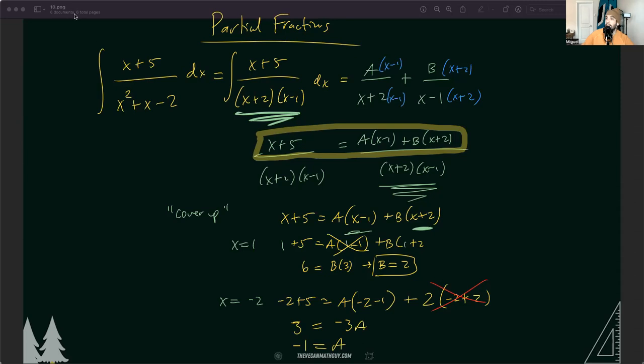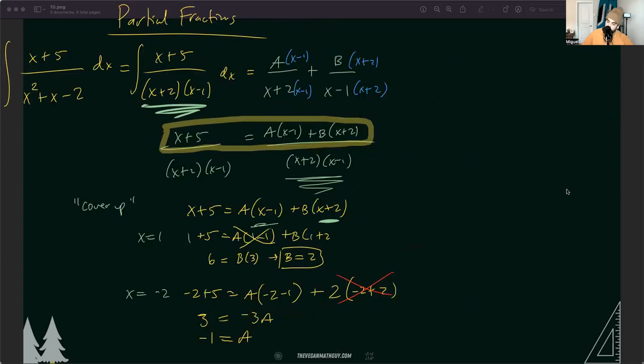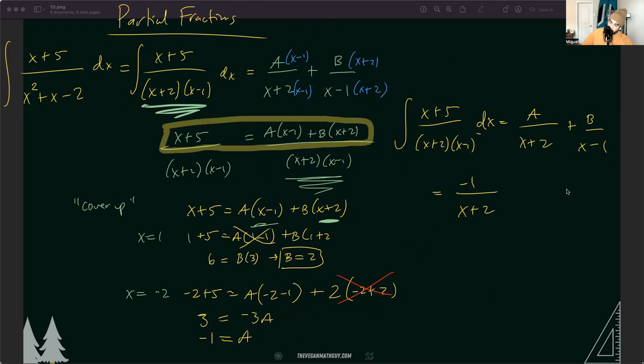And so now we can rewrite this entire thing. Let's just move it on this side. And so now we can rewrite, as I mentioned, the integral of x plus 5 over x plus 2 times x minus 1 dx was equal to some a over x plus 2 plus b over x minus 1. Well, now we know that this is going to become our a value, which is negative 1 over x plus 2, plus our b value, which is 2 over x minus 1. That's really nice.